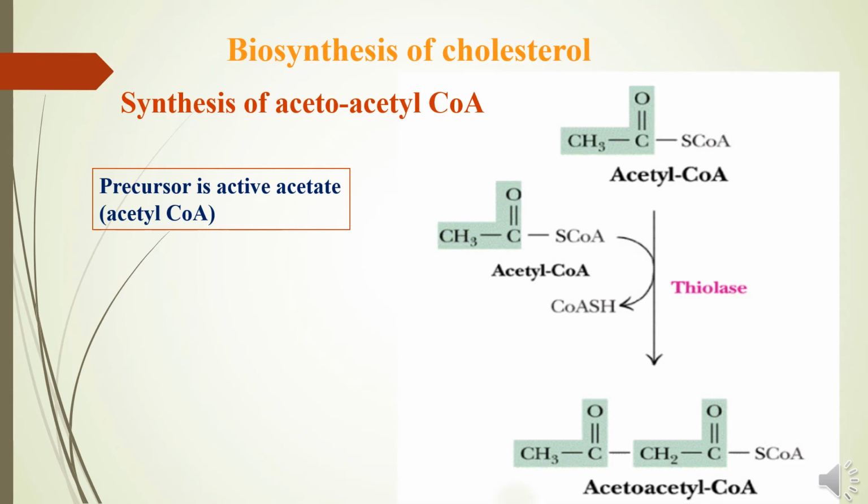So these acetyl coenzyme A molecules are delivered to the liver, where the cholesterol synthesis starts. Two molecules of acetyl coenzyme A condense by the action of a thiolase enzyme, forming acetoacetyl coenzyme A. And this occurs in the liver, placenta, intestine, skin, and suprarenal glands, which are the major sites synthesizing and utilizing cholesterol.